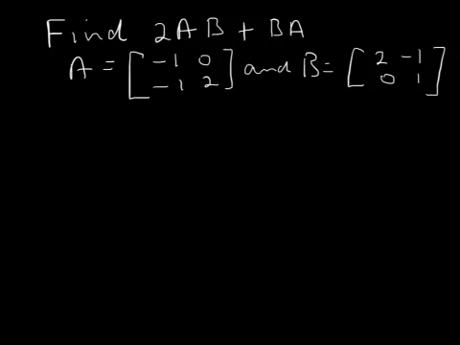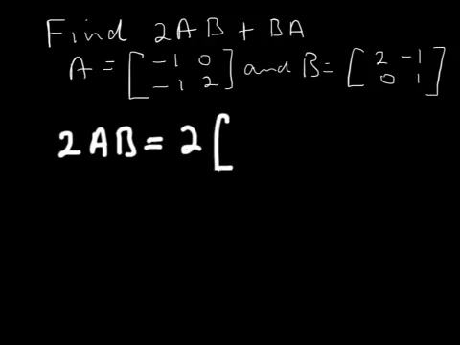So what have we got? Well, this is what we've got. We've got 2AB equaling, let's leave the 2 out there as I said, and then what we're going to do is, of course, row by column, and then go to the next row, row by column, row by column. Okay, so here we go.